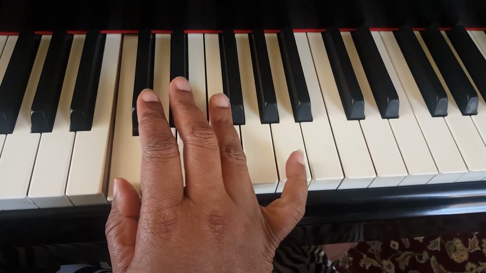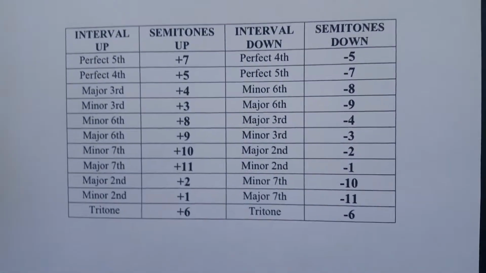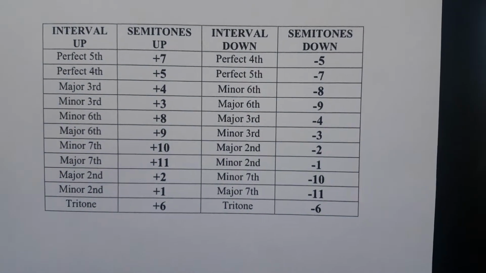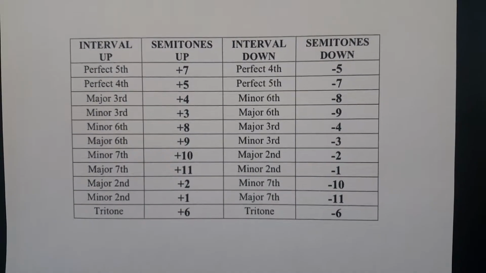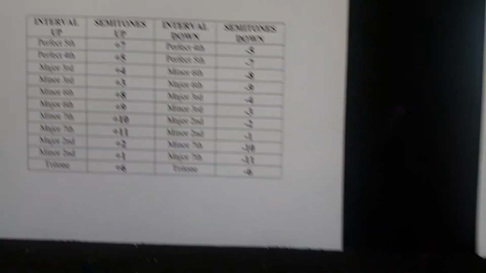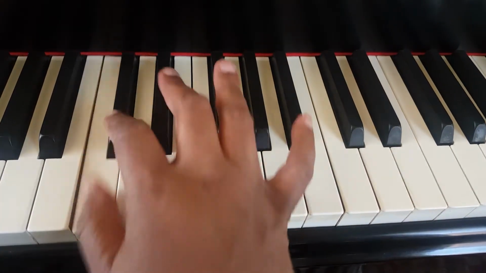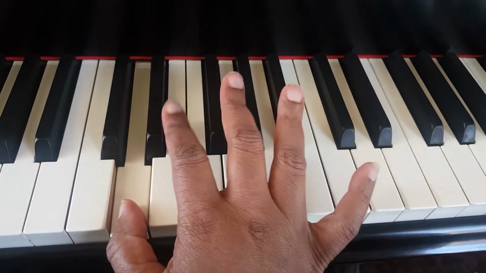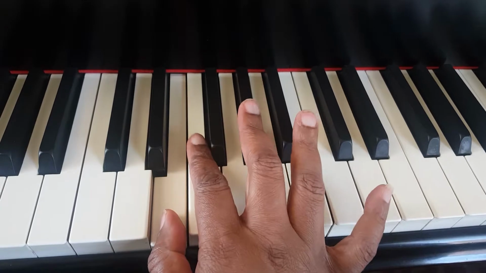Play it again. Now, when we go to this semitone chart, we notice that the perfect fourth, notice the second line on the left side, is 5 semitones. So let's go back to playing those 5 semitones. From C to C sharp, to D sharp, to E, and then to F.